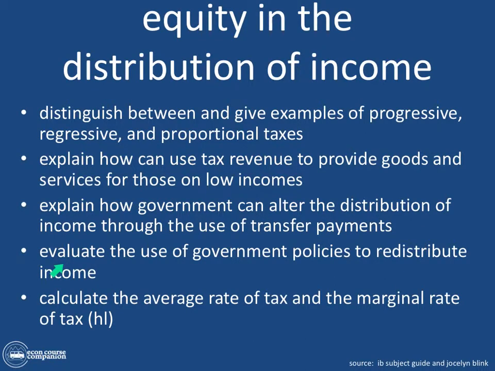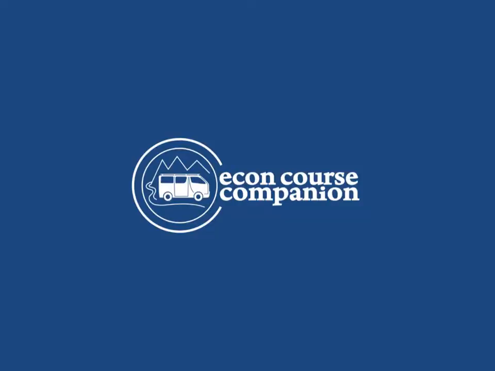All right. Lastly, you need to evaluate the use of government policies to redistribute income. So evaluate those actual policies. And if you're an HLer, you need to be able to calculate the average rate of tax and the marginal rate of tax for a given country. All right, so inequity and distribution of income. Those are the key things that the IB says students have to be able to do. And if you can't do these, stay up and study because you're not ready.